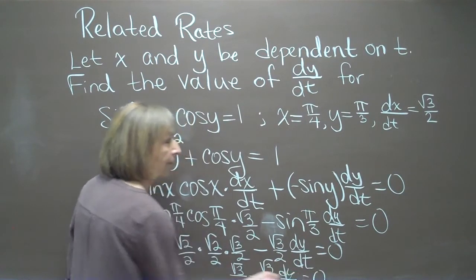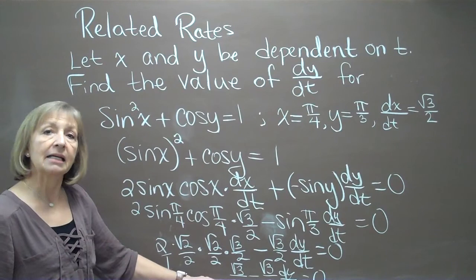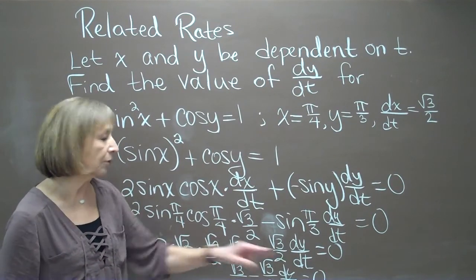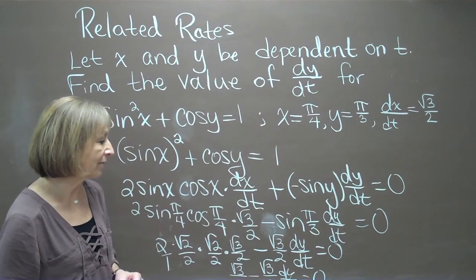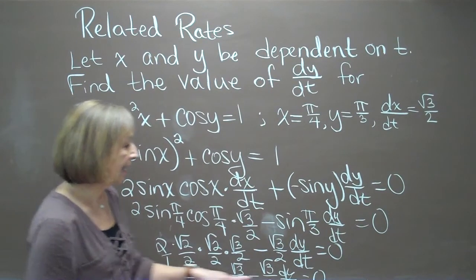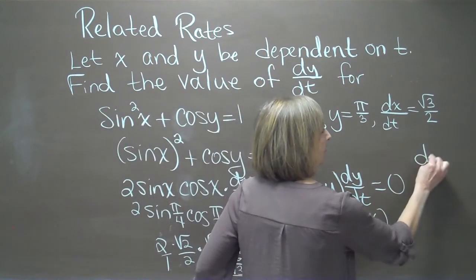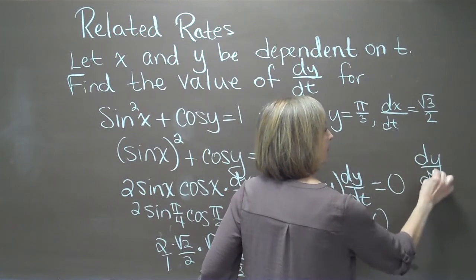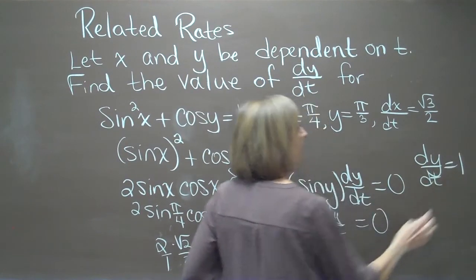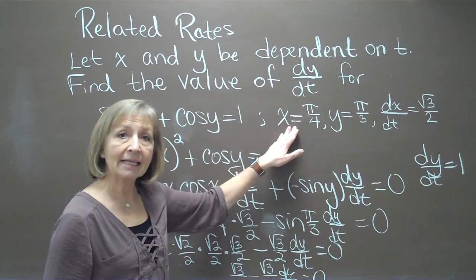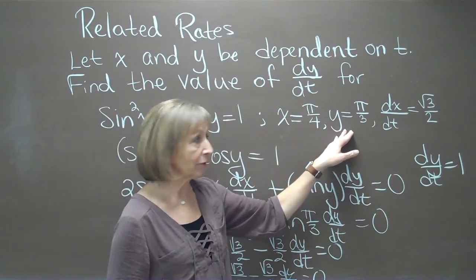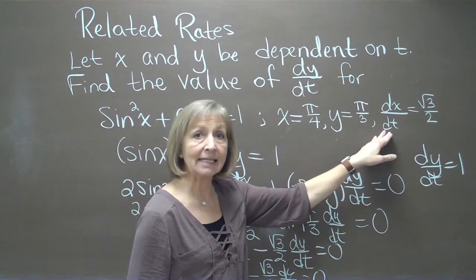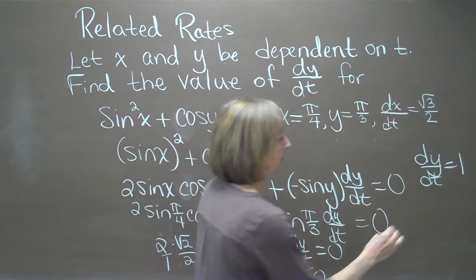is equal to 0. And then I can subtract the square root of 3 over 2 from both sides, divide by negative the square root of 3 over 2, and I get dy dt is equal to 1 when x is equal to pi over 4, y is equal to pi over 3, and dx dt is the square root of 3 over 2.